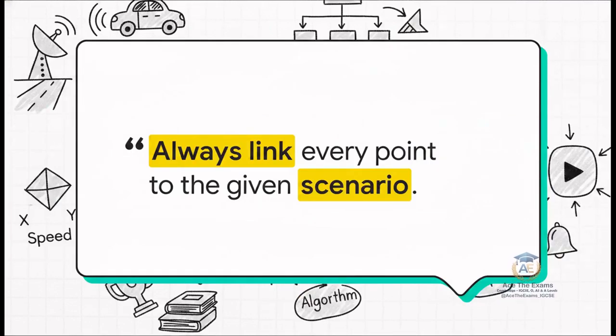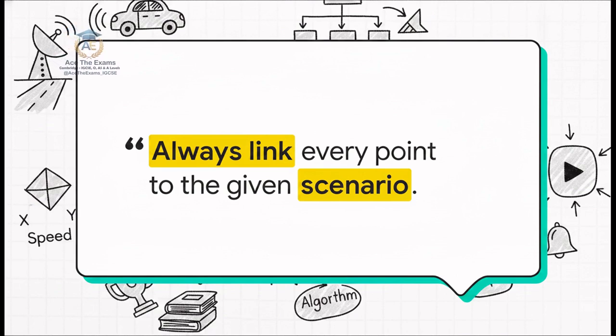I want to leave you with this absolute golden rule directly from the examiners themselves. Listen to this alert. Always link every point to the given scenario. This is the ultimate cheat sheet recap. If the question is about a self-driving car's obstacle detection algorithm, your answer better mention proximity sensors, braking speeds, and physical obstacles, not just generic variable X and variable Y.